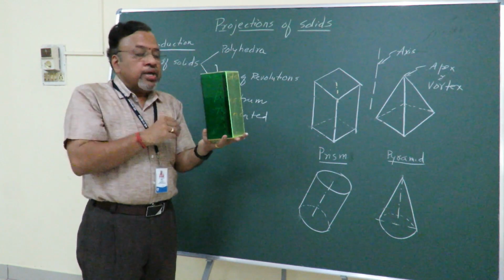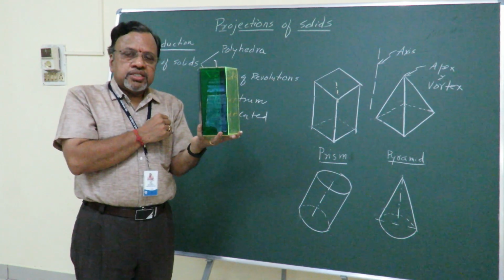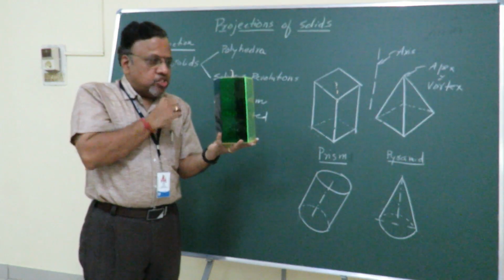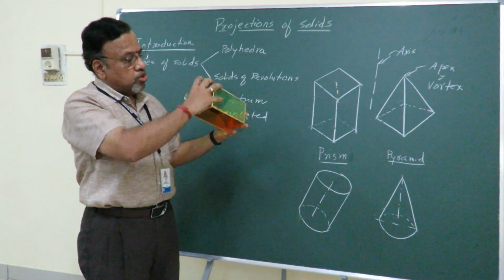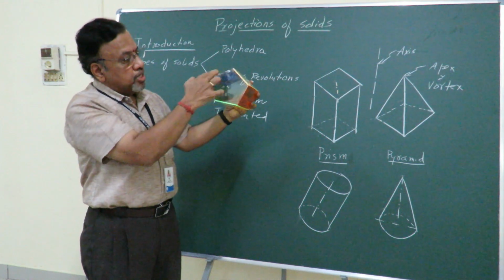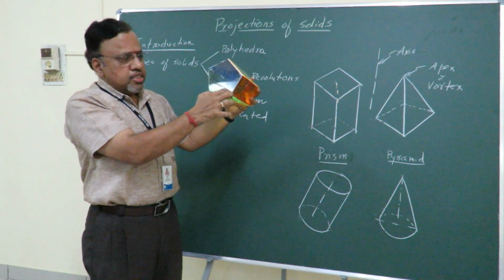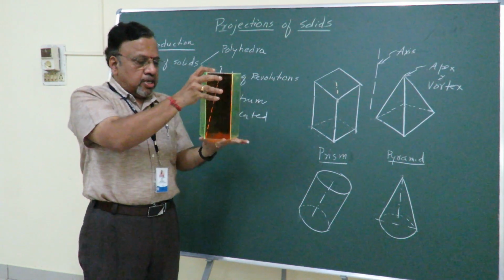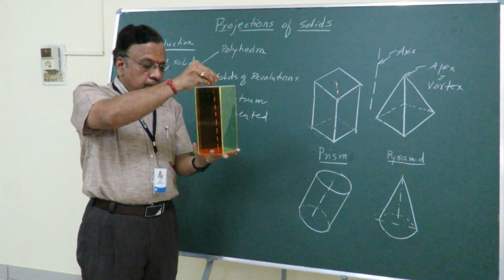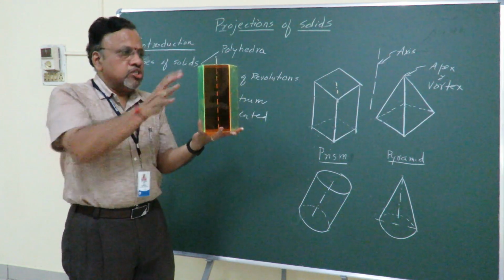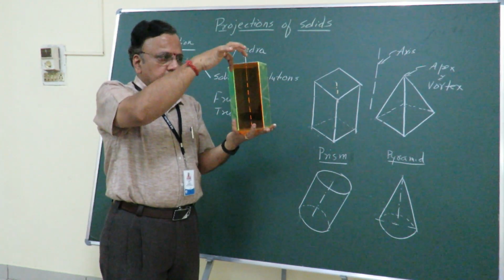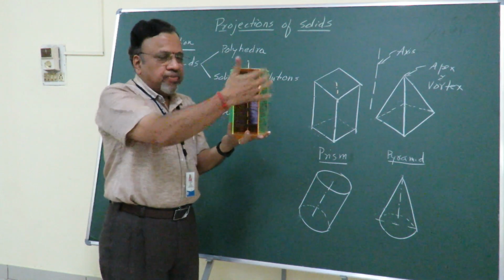Now I need to say which type of prism this is. That can be judged by seeing the shape of the base. So if you just see the shape of the base here, as you can see, the shape of the base is a pentagon. Since the shape of the base is a pentagon, we consider this particular prism as a pentagonal prism. This pentagonal prism means it has got 5 sides, and they are all bounded by these faces.